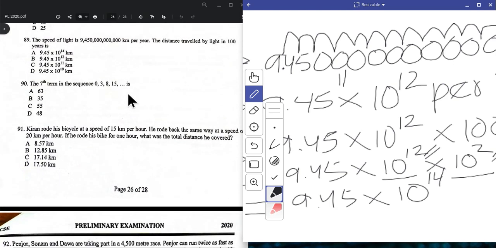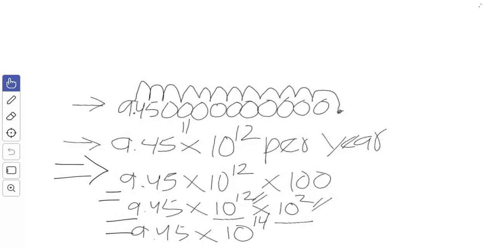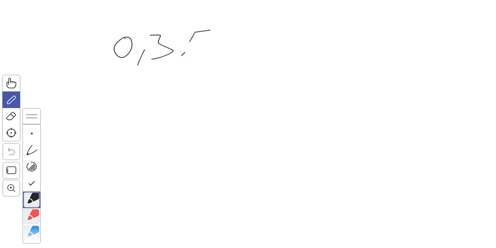Now let's go to question number 90. The seventh term in the sequence 0, 3, 8, 15. In such questions, we write the positions 1 2 3 and so on, because we need to find the seventh number in the series. In the series we need to find the seventh term.